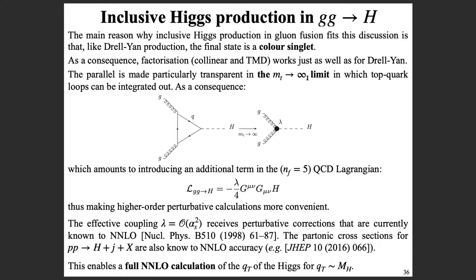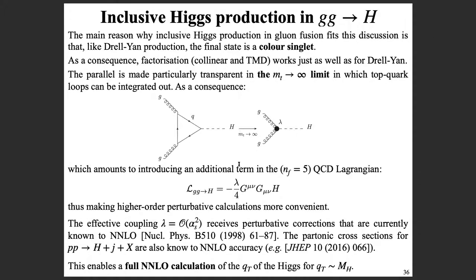Then you can send m_t to infinity, and then you can really integrate out the contribution of the top, and you end up having an effective vertex in the Lagrangian. So what you can do is use the n_F equal 5 QCD Lagrangian, in which we have all the quarks up to the bottom, and then you introduce a new term in the Lagrangian, which accounts for the coupling between the Higgs and the gluons. And then you just use this Lagrangian to compute diagrams to find the higher order corrections to this process.